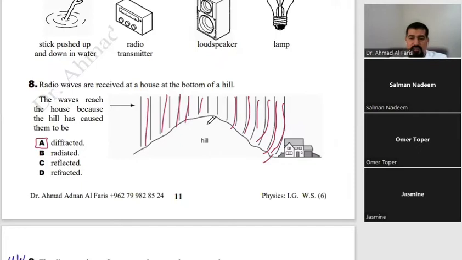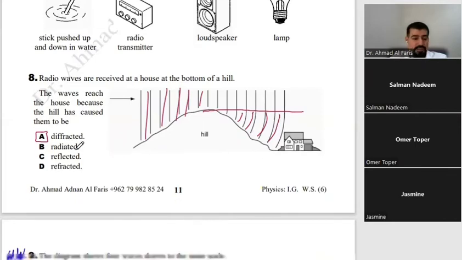It's like a gap. They're supposed to keep moving in a straight line like this, but because there is a hill or a mountain, the wave changes its direction a little bit. That's called diffraction. That's why when you go through a tunnel or below a bridge, sometimes the radio in your car loses signal, because sometimes there is not enough diffraction to reach the receiver of your car. So that's why you lose the signal. So question number 8, this is called what? Diffraction. Okay.